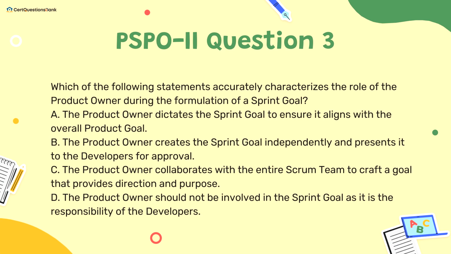Which of the following statements accurately characterizes the role of the product owner during the formulation of a sprint goal? A. The product owner dictates the sprint goal to ensure it aligns with the overall product goal. B. The product owner creates the sprint goal independently and presents it to the developers for approval. C. The product owner collaborates with the entire Scrum team to craft a goal that provides direction and purpose. D. The product owner should not be involved in the sprint goal as it is the responsibility of the developers.